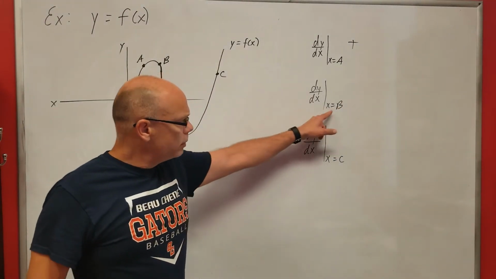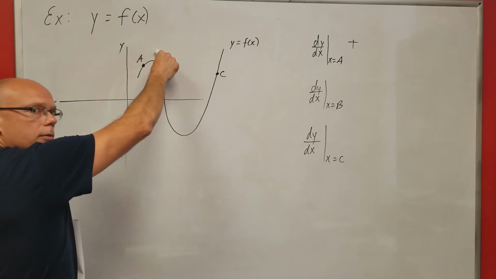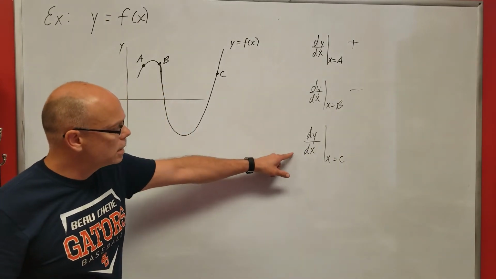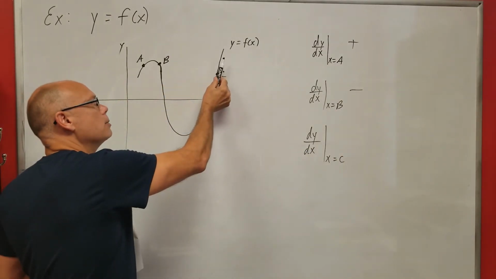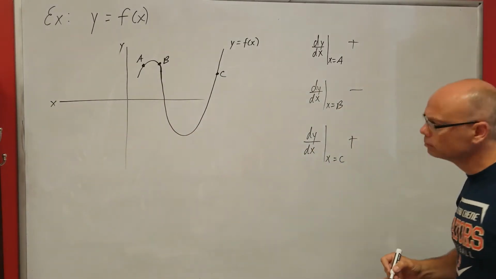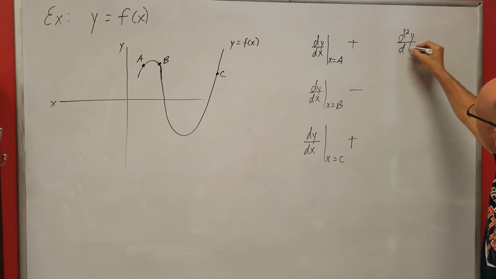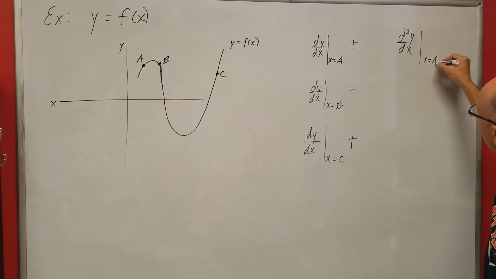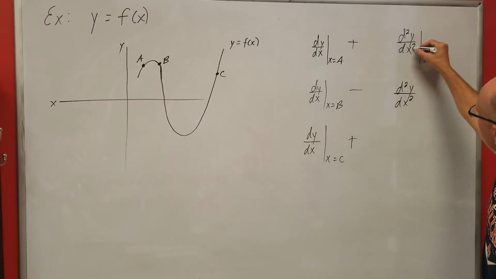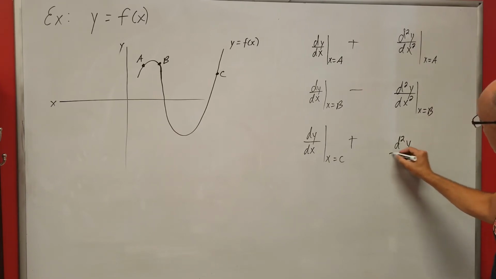How about the derivative at x is equal to b? What is my slope of my tangent line at x is equal to b? Positive or negative? Well, it's negative. How about at x is equal to c, my derivative? What is the slope of my tangent line at x is equal to c? It's going to be positive as well, just like the first one. How about the second derivative of y with respect to x at x is equal to a, then at x is equal to b, and at x is equal to c?